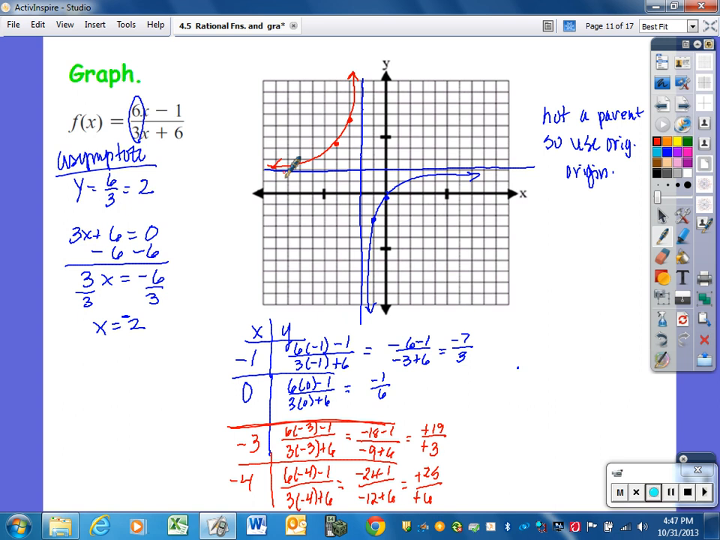So our domain, x can't be negative 2. Our range, y can't be 2. I think you have enough to get started on an assignment. Through your assignment, work through only these kinds of graphs.